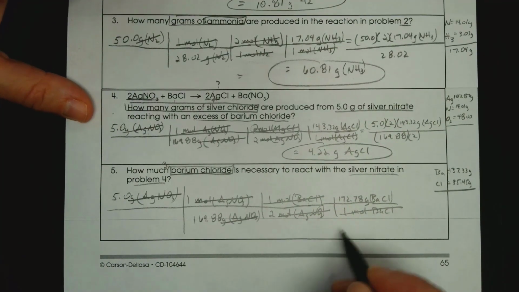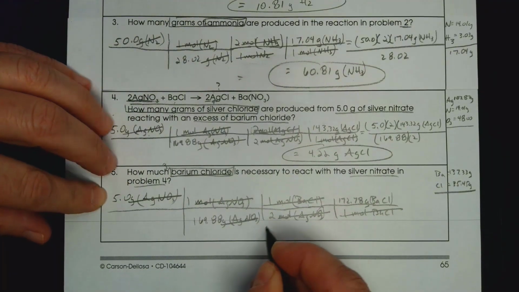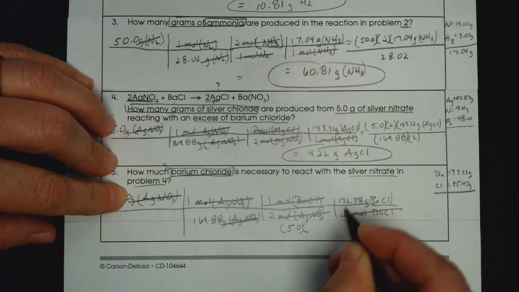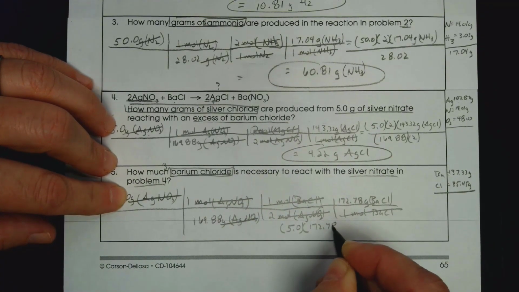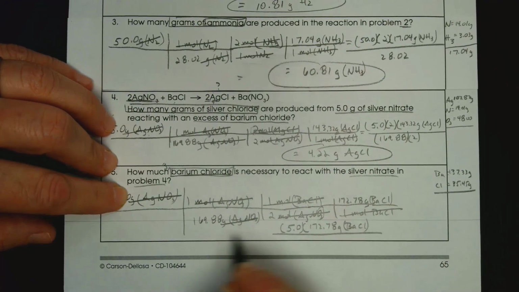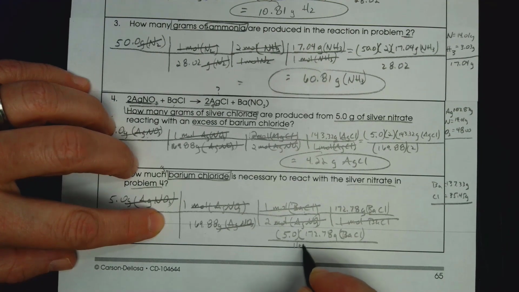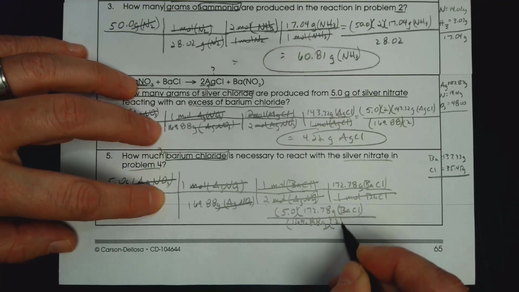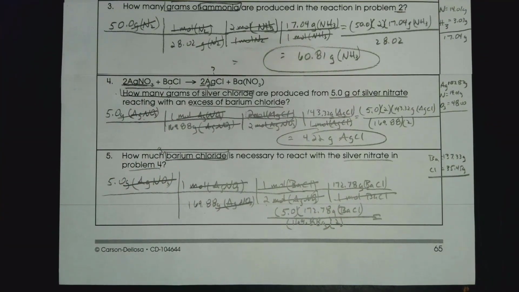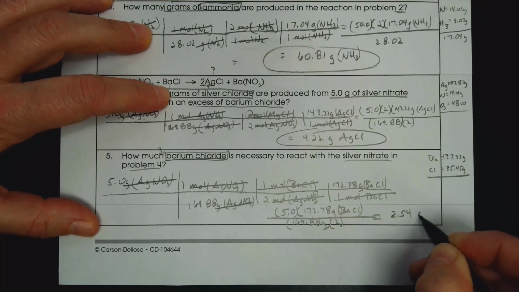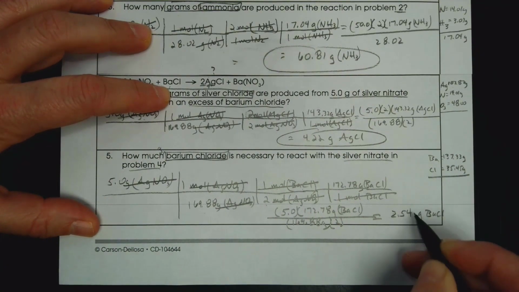I can do that. So now I'm in a position to just set up my math. I've got 5.0 times 172.78 grams of BaCl over this quantity right here, 169.88 grams, times this little 2 right here. And when I'm done mathing that out, I end up with 2.54 grams of barium chloride.